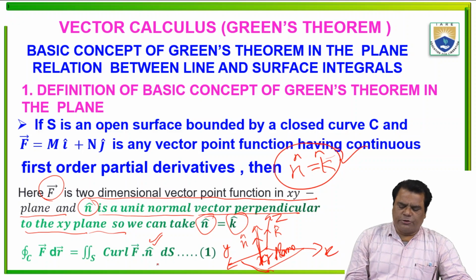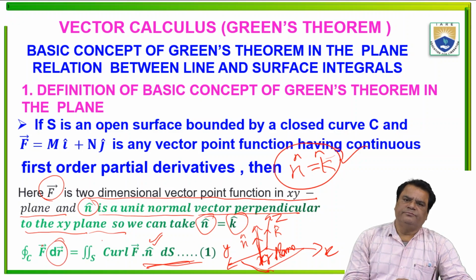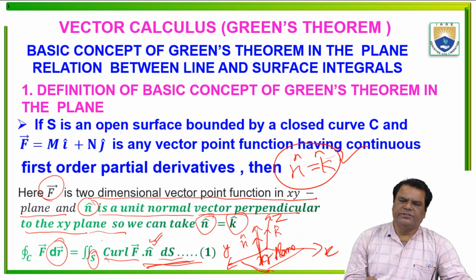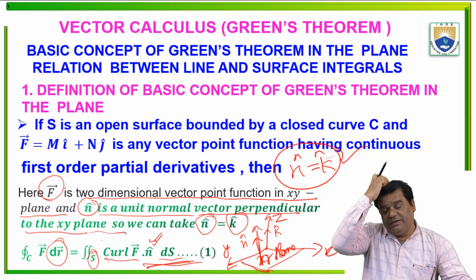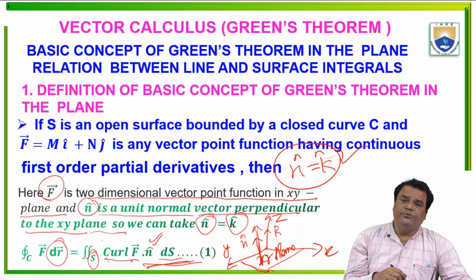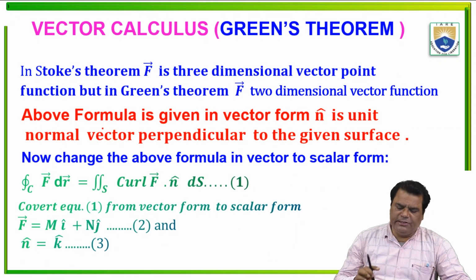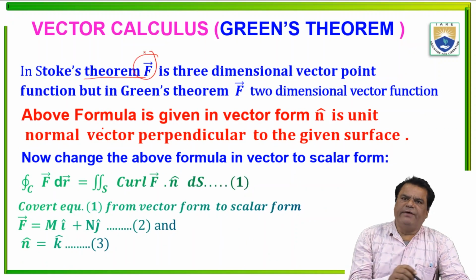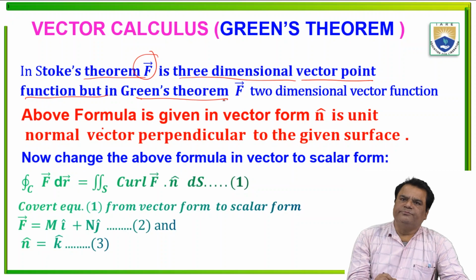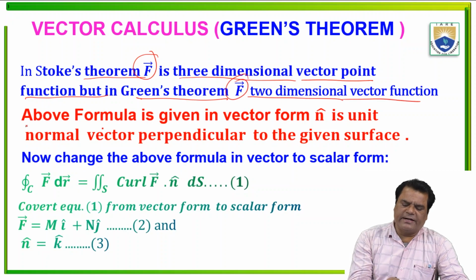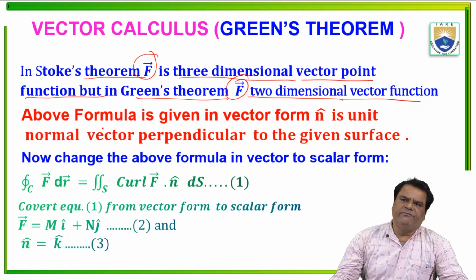So here, this is the Stokes theorem. The formula of Stokes theorem is here: integration over C, where C is any closed curve, of F vector dot dr, equals double integration over the surface S of curl F dot n cap dS. This is the formula of Stokes theorem. This Stokes theorem converts into Green theorem. How can we convert it into Green theorem? In Stokes theorem, F vector is a three-dimensional vector point function. But in Green theorem, F vector is a two-dimensional vector point function.